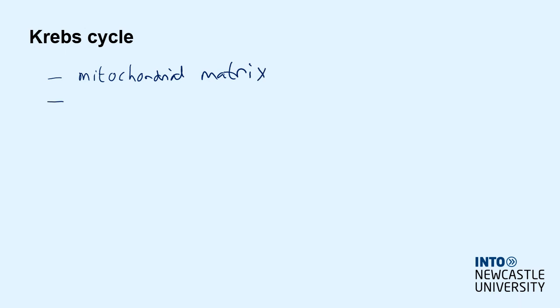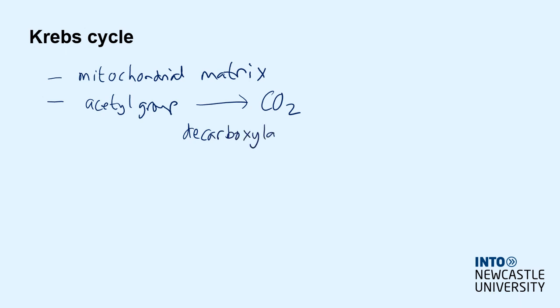And what we will do in the Krebs cycle is we will take the acetyl group that is delivered by coenzyme A into the Krebs cycle, and we will completely oxidize it and break it down to carbon dioxide. So at the end of the Krebs cycle, all the 6 carbons that were in the original glucose molecule will be broken down to carbon dioxide. So we will be again doing some decarboxylation. Remember, D means removal as well.